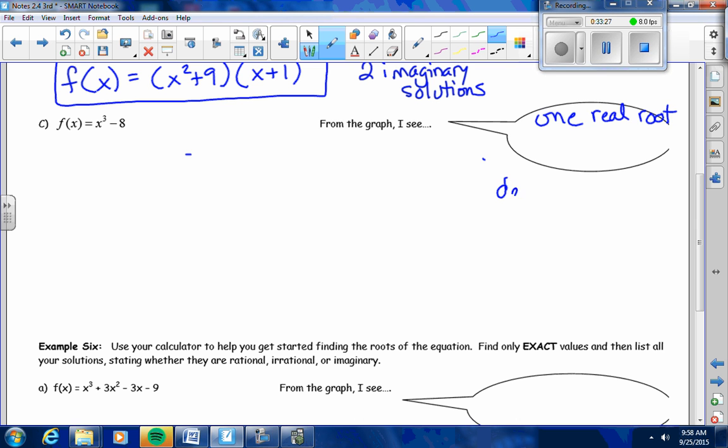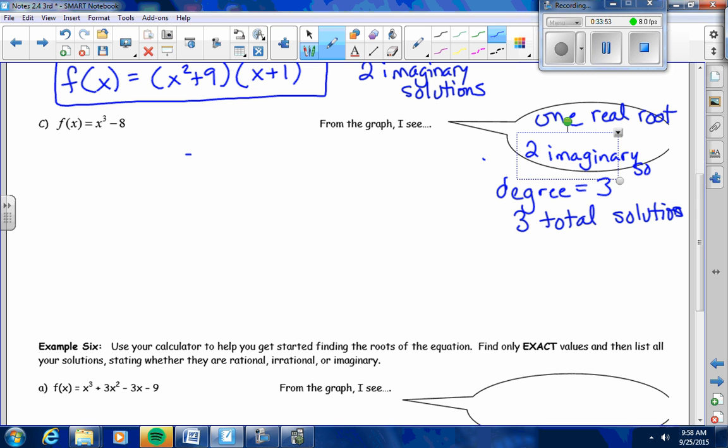Well, what was the degree of this polynomial? The degree was 3. So how many total solutions should I have? I should have 3 total solutions. So if I only have 1 real root, what does that mean for the other 2 solutions? They're going to be imaginary. So I'm going to have 2 imaginary solutions. Yeah, if we were breaking it all the way down, solving for x, I would end up with 2 imaginary solutions.